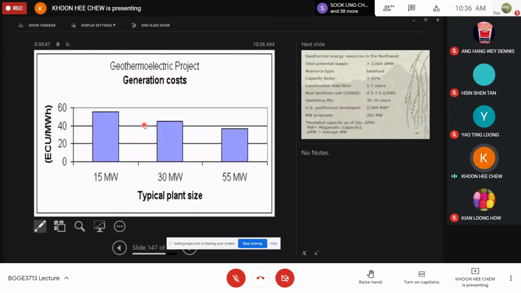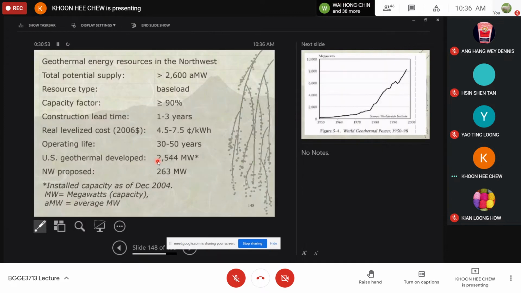This one is showing you the typical plant size. This one gives you some information about geothermal energy. You see that the construction of geothermal facilities takes 1 to 3 years, and then the operating life is around 30 to 50 years. Then you have to rebuild another one.